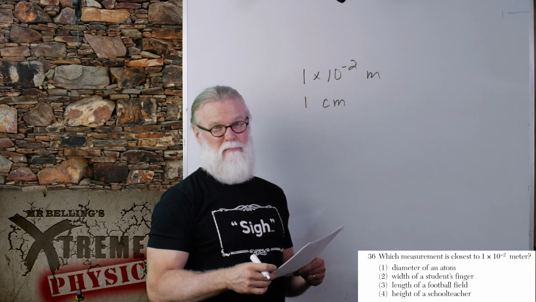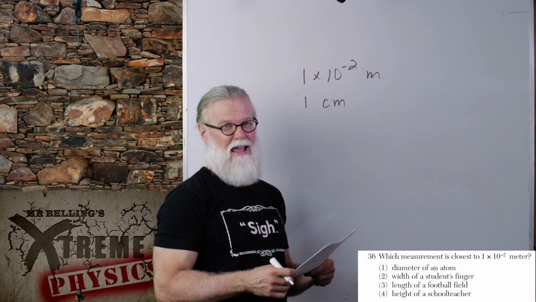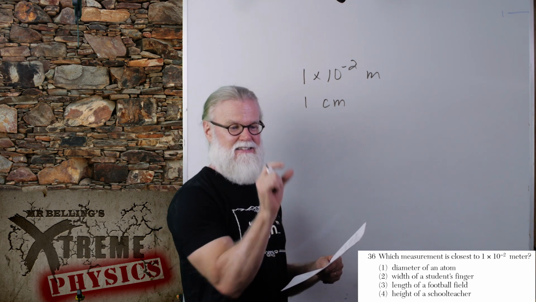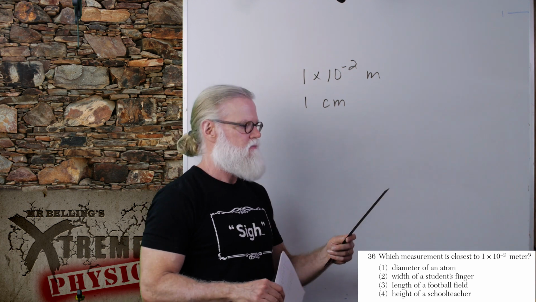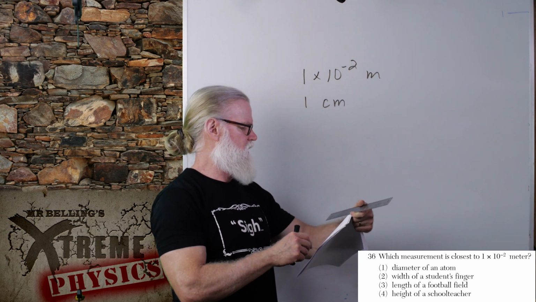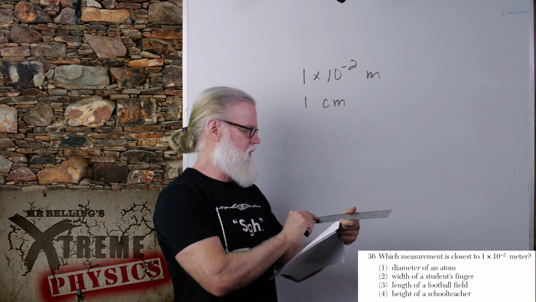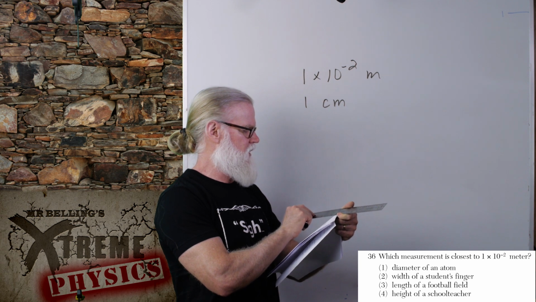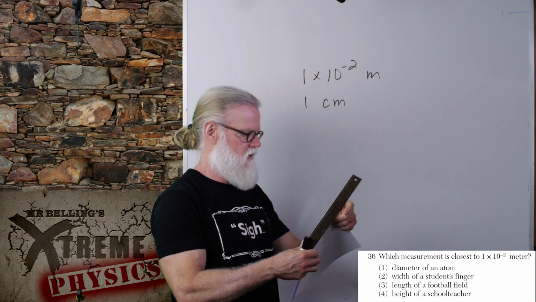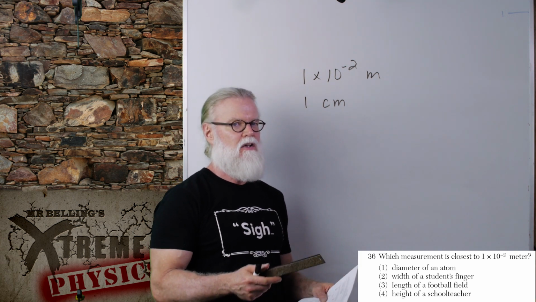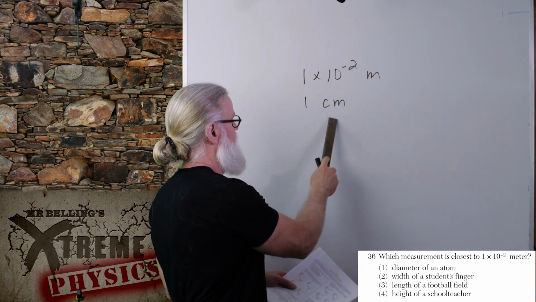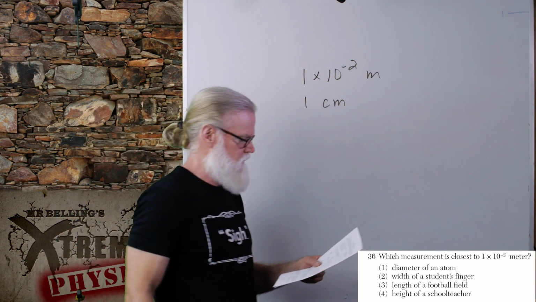So we got diameter of an atom. I don't know how big an atom is. I know it's really small. It's not a centimeter, because a centimeter is about that big. All right, here's a ruler. A lot of times it says mm on here, millimeters, but the tick marks are actually centimeters, 1, 2, 3, 4. So a centimeter is about this wide. So you'll have a ruler on the exam, so there's no reason for you not to know how big a centimeter is. You need to be able to recognize that that's centi. So this is 1 centimeter.